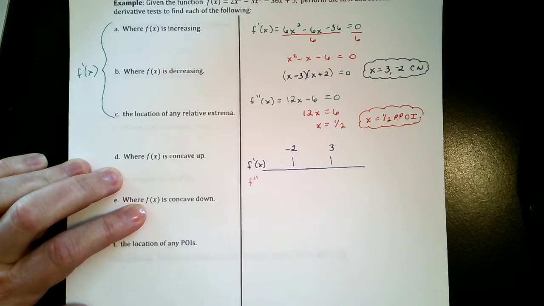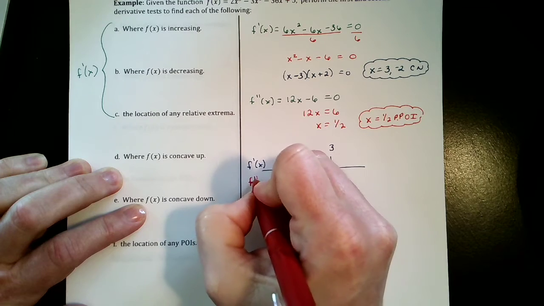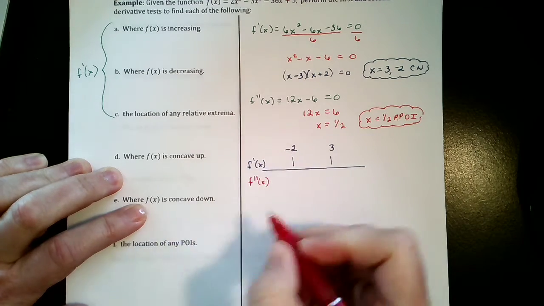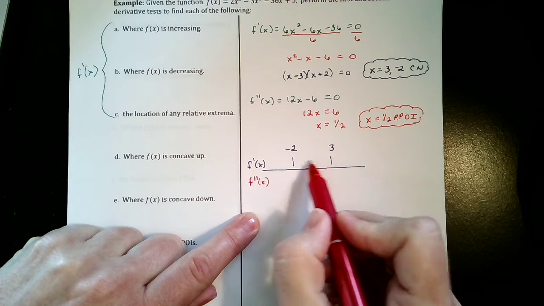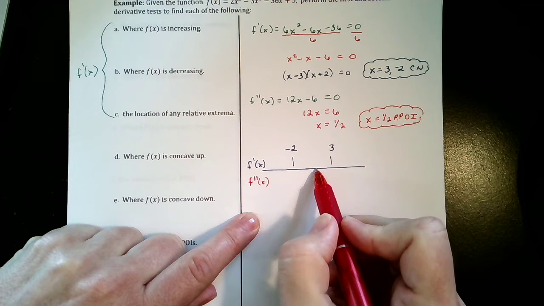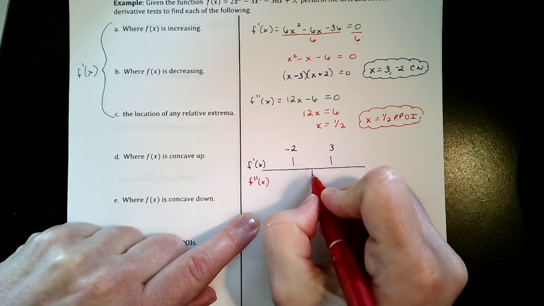Can you see that? No, that's not a great color. I'm not going to use that one. Let's use red. Okay, so the second derivative is going to go on the bottom half. And my possible point of inflection is 1/2. So that's somewhere between these two numbers. So I'm going to maybe put it right here, 1/2.